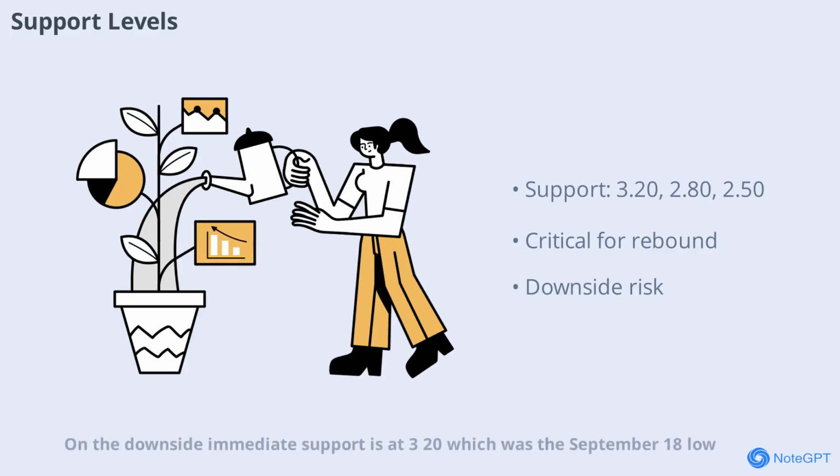On the downside, immediate support is at 3.2, which was the September 18 low. Stronger support lies at 2.8, the September low, and 2.5, the capitulation level. These levels are critical for maintaining the rebound momentum. If the stock fails to hold above 3.2, it could quickly retest lower supports, potentially leading to further downside. Support levels act as safety nets for traders watching for signs of weakness.